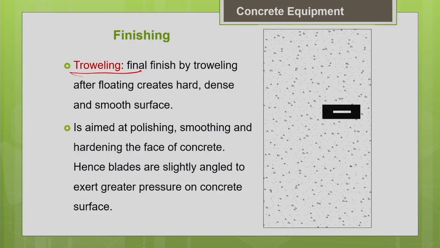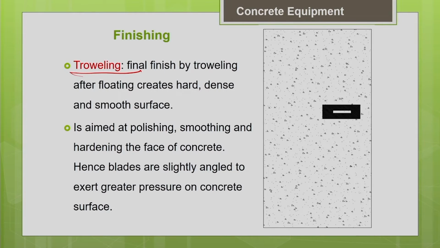By this time the concrete would have dried up and would be closer to its final set. It would have hardened a little bit. That is why we need to apply more pressure to the concrete to obtain the desired smooth or polished texture. For that you angle the blade and use it. It is the same tool, you just angle the blade.